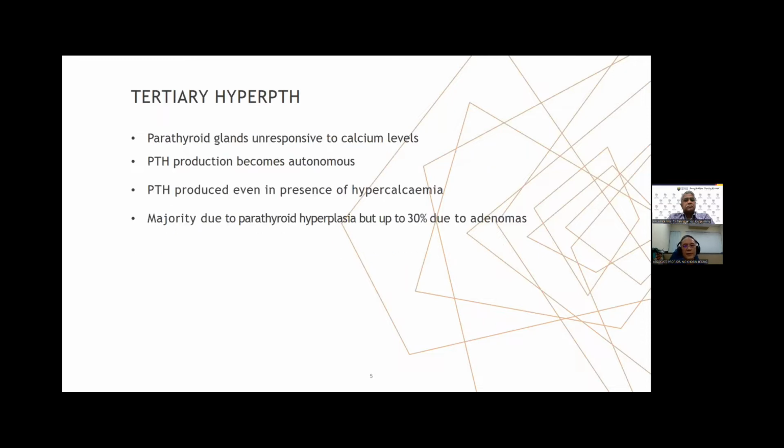Unfortunately, if the hyperphosphatemia and the hypocalcemia persist, eventually the parathyroid glands become autonomous and unresponsive to calcium levels. Whether the calcium levels are high or low, the PTH keeps getting produced, even in the presence of hypocalcemia. The majority of this is due to persistent parathyroid hyperplasia, but in up to 30% of these cases it can actually be due to adenomas and some monoclonal proliferation, the reason for which we are not sure.